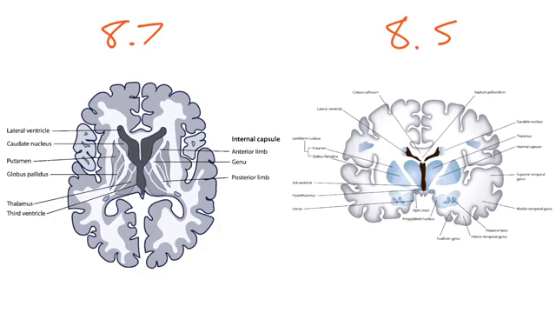So on the left, we have the caudate nucleus right here. Then we have the putamen right here. We have the globus pallidus externus and globus pallidus internus. And on the right, we have the caudate nucleus right here. And we have the putamen right here. And then we have the globus pallidus externus and internus.